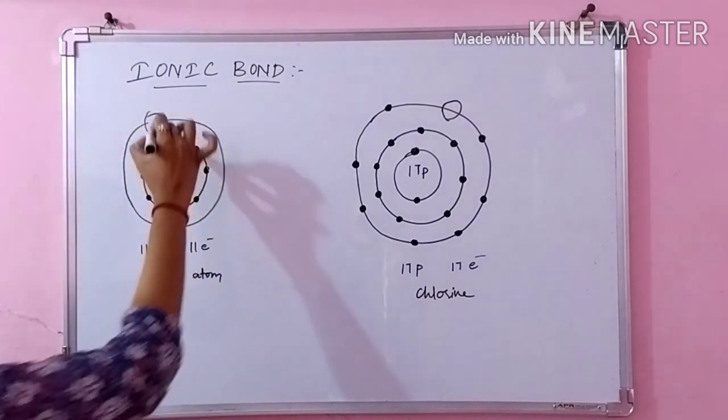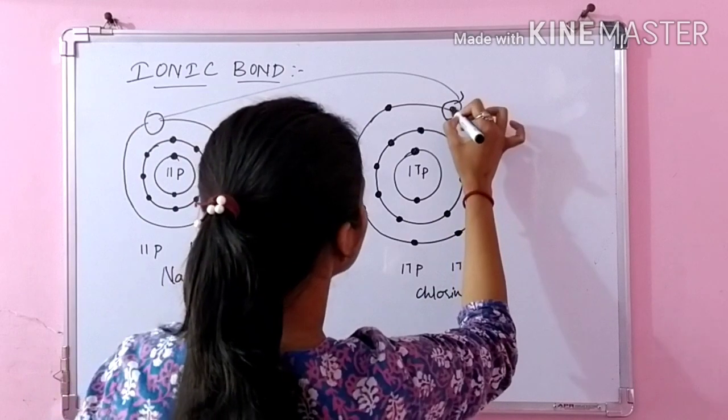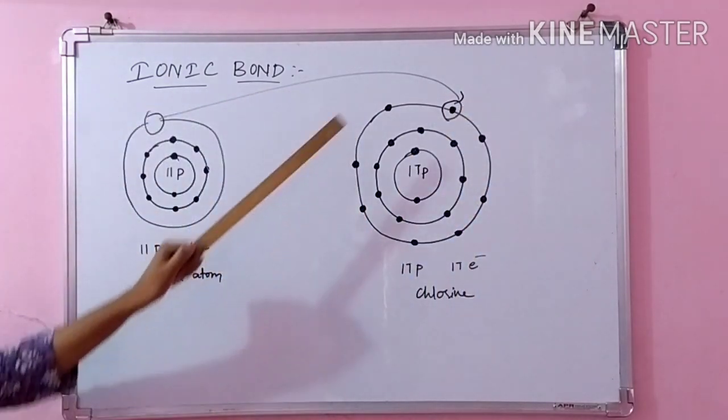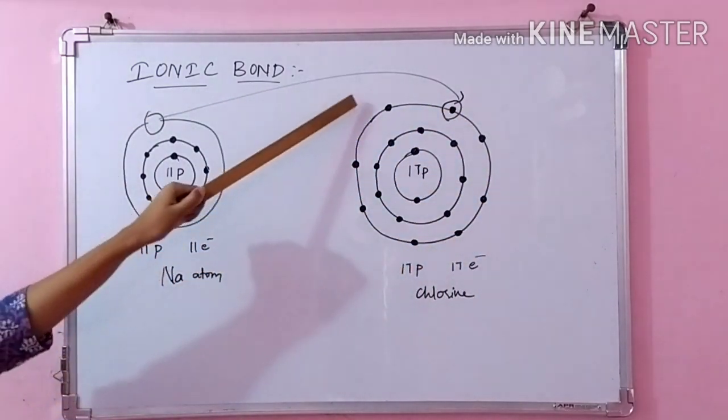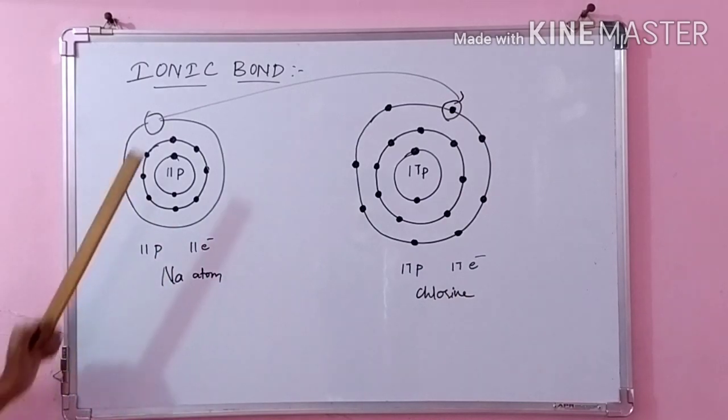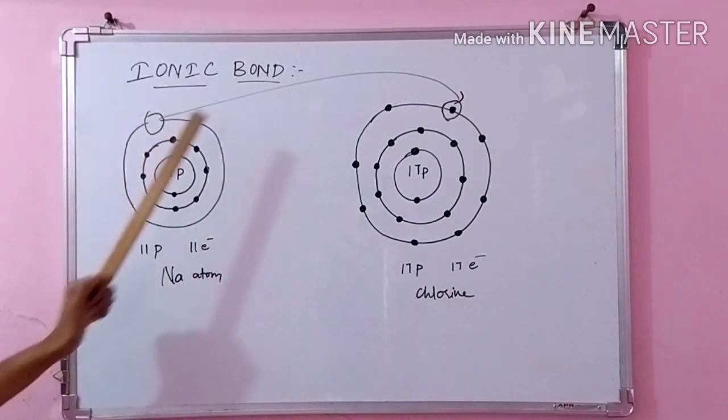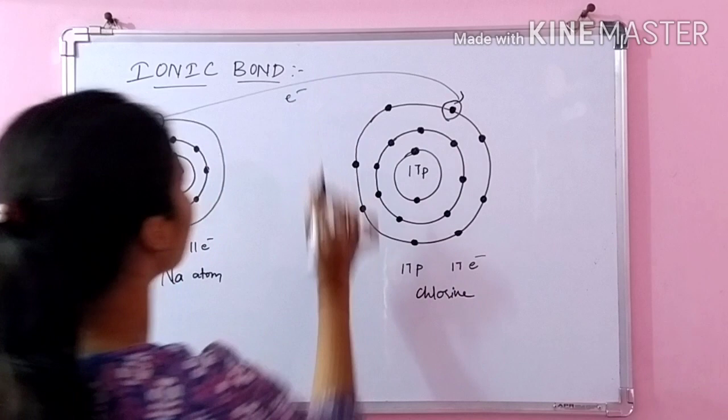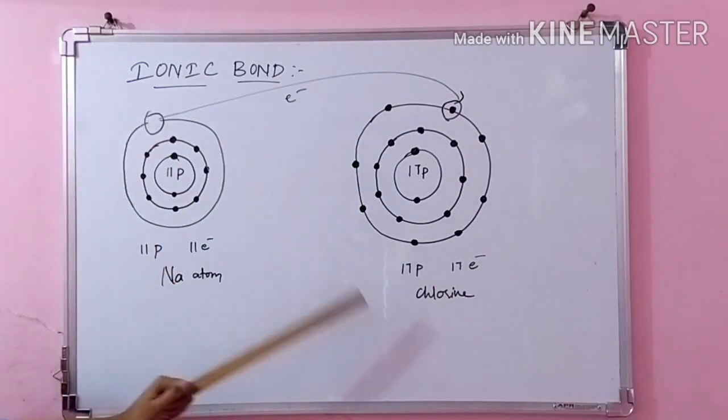Just if I transfer this electron here, what happens? Here also the valence shell is completely filled. So this is the reason why your sodium atom will give an electron. It will transfer the electron to the chlorine atom. So now what happens?